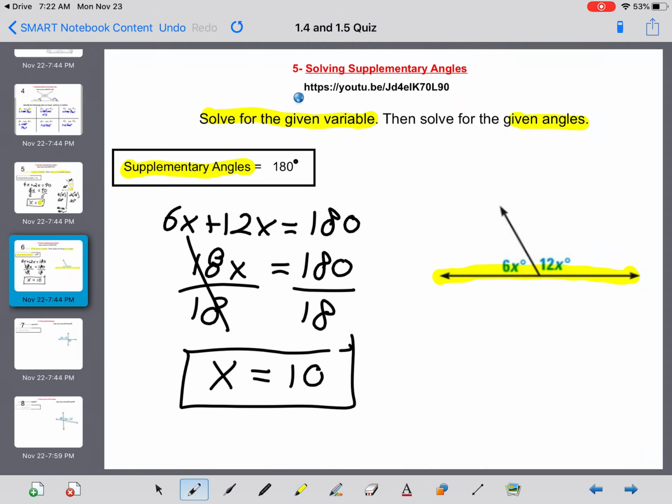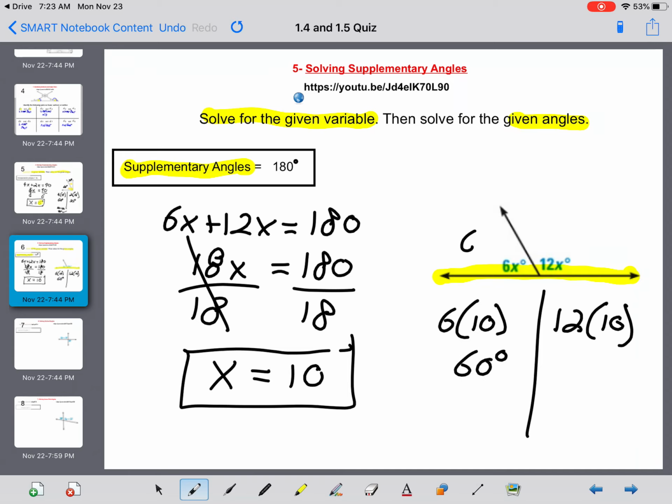Okay, so we just solved for the variable. Now we've got to solve for the given angles. Here we have 6 times 10, and we have 12 times 10. 6 times 10 is 60 degrees. 12 times 10 is 120 degrees. And if you add them together, it equals 180. So you know you did it correctly.